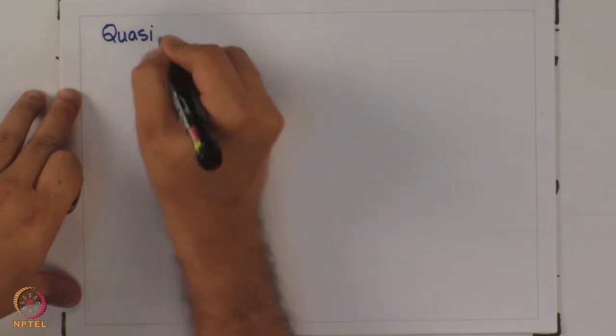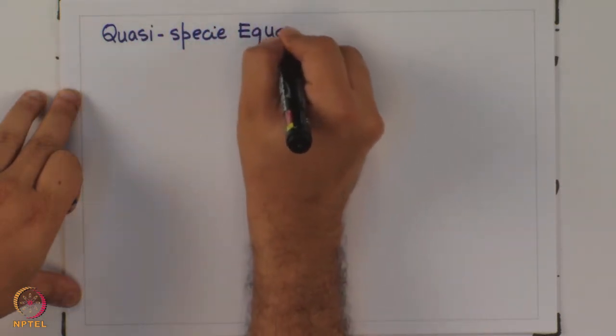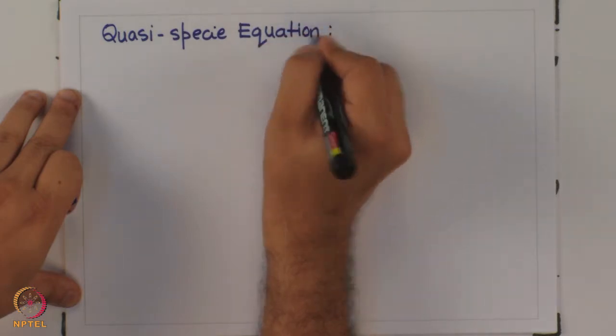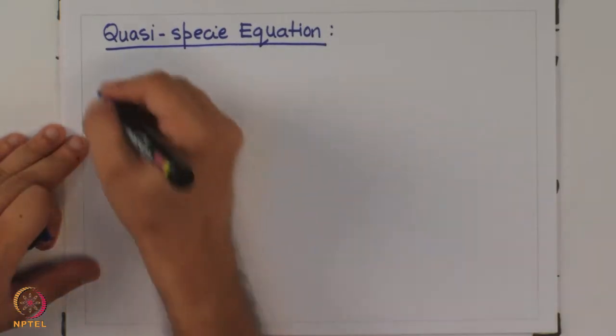And we will come back to that when we are talking of movements of populations, and we are trying to define mathematical frameworks as to how populations will move on these hyperdimensional spaces. For now, let us start with what is called a quasi-species equation. And we will define the framework for this.